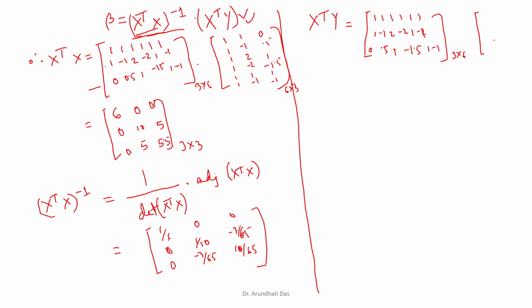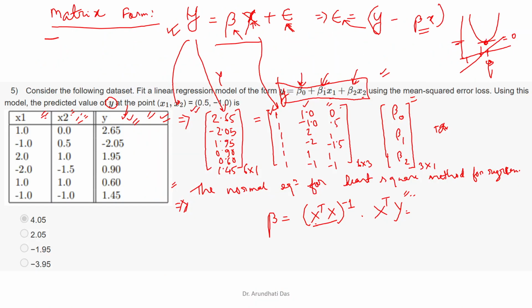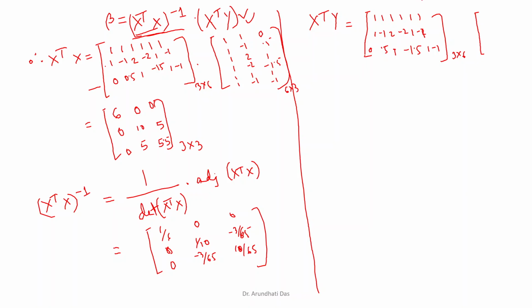The Y matrix we already have here. This particular matrix is the Y matrix, a 6 by 1 matrix. So the same matrix we need to write here. I am not rewriting it again because it's a long matrix. The final value will be what?